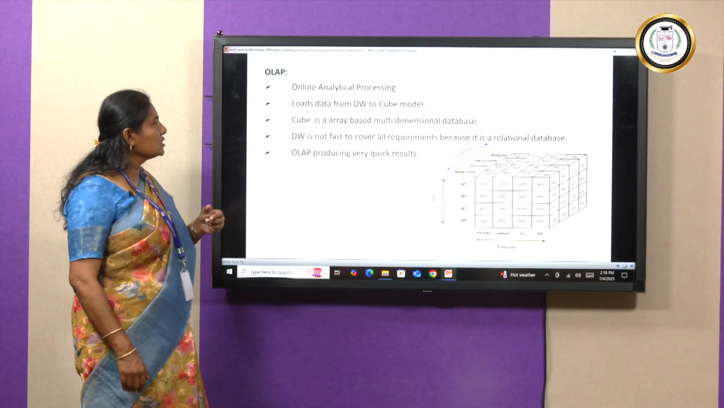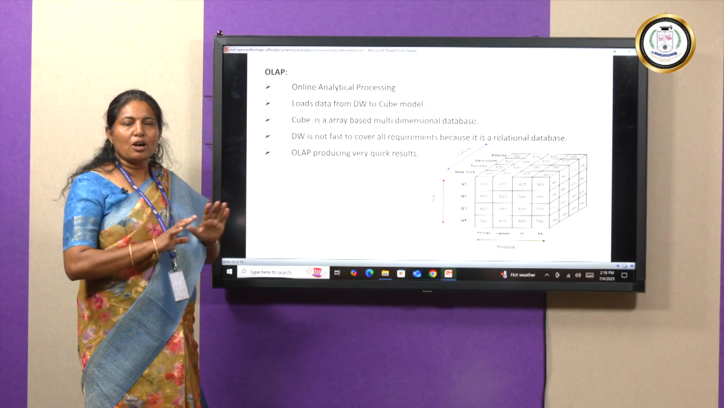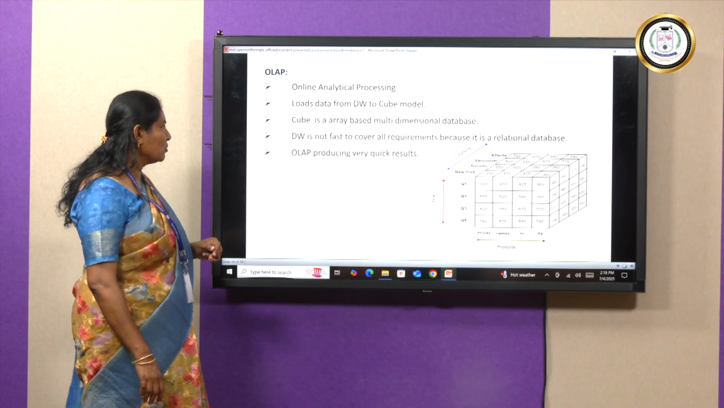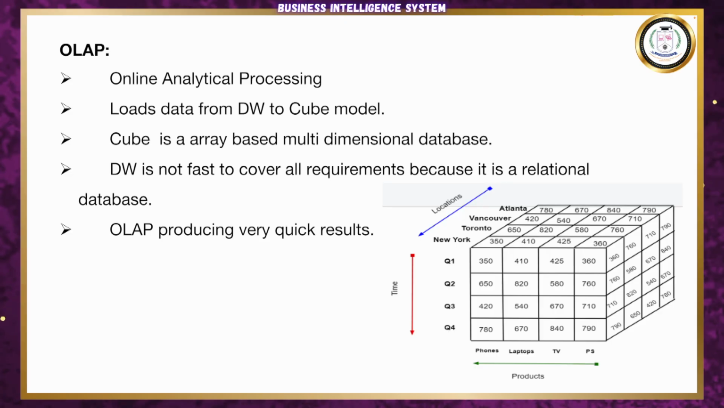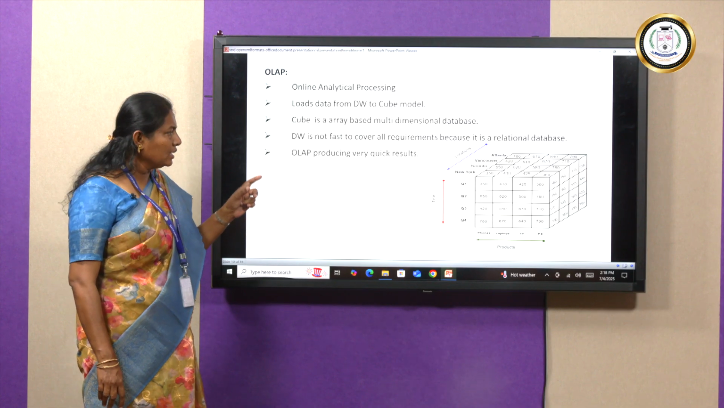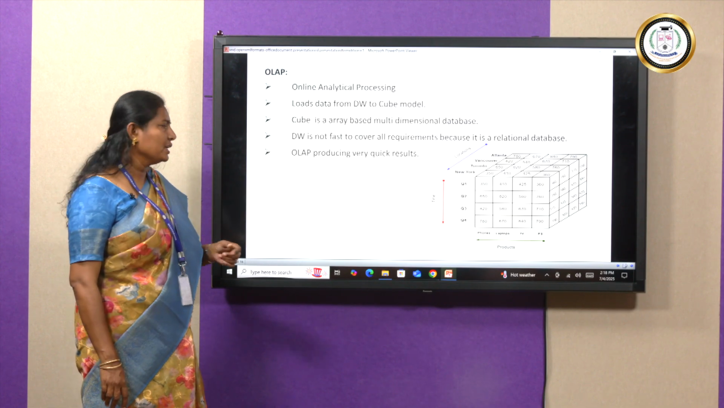Then the data warehouse is not fast for all requirements because it is a relational database. OLAP also produces very quick results. This is an example of a multi-dimensional cube. At a time we can refer to three or more data.